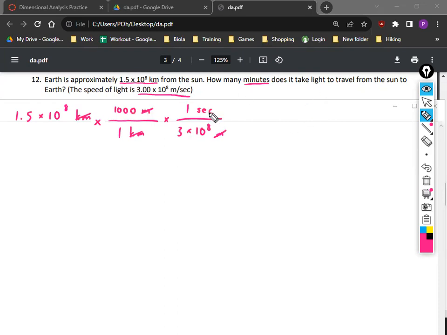All right, and then lastly, we have to turn seconds into minutes. So we're going to set up this conversion factor again. So 60 seconds in 1 minute. And that's how we can turn kilometers into minutes. And then all our units of measurement cancel out. We only have minutes. So we're ready to go.